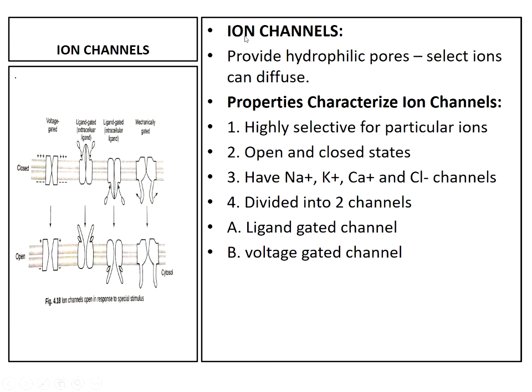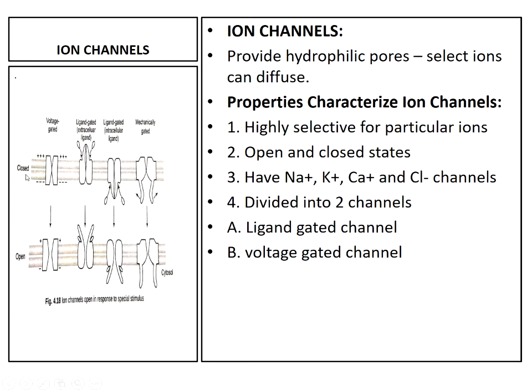Next is the ion channels. Ion channels provide hydrophilic pores through which select ions can diffuse, moving down their electrical or chemical concentration gradients. Let us know the properties of ion channels. First property is that ion channels can be highly selective for particular ions. Second, ion channels exist in open and closed states.